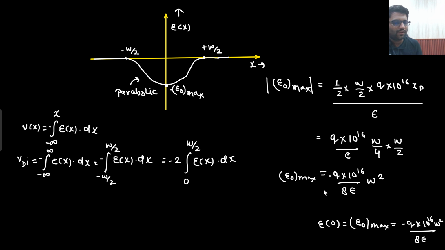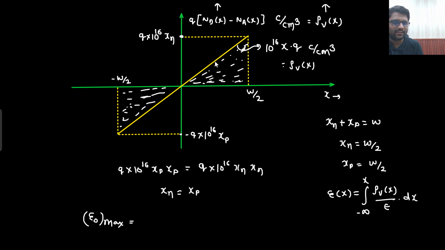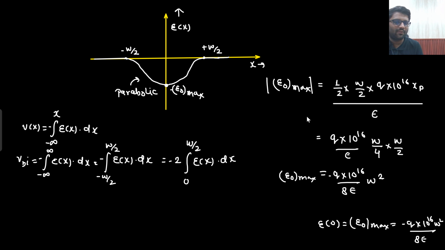If they are asking only E naught max, is it very tough to find out? No, because I know, sir, how to find out this particular graph. I just need to calculate this much of area. Once I calculate this much of area, I would be able to get E naught max very easily. Next, if they are asking built-in potential, I know, sir, I need to calculate this whole area. Now calculating this whole area will be a tough task for me.